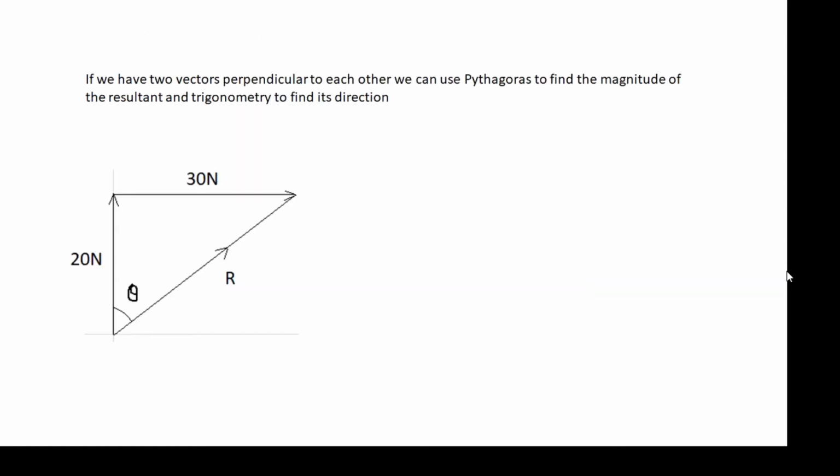The resultant force, I don't know why I haven't put 30 newtons there, never mind. If we have two vectors which are perpendicular to each other, then we can use Pythagoras to find the magnitude of the resultant, and then trigonometry to find its direction. Hopefully you passed GCSE maths and you will know Pythagoras. So r is going to be the square root of 20 squared plus 30 squared, and theta will be tan to the minus 1 of 30 over 20.